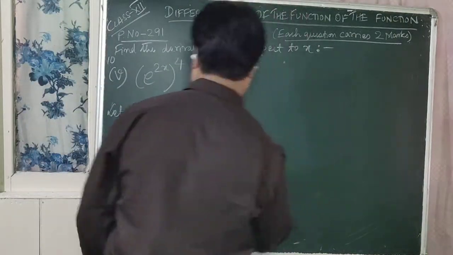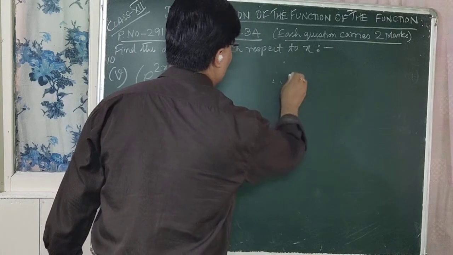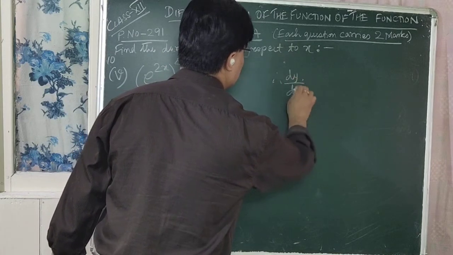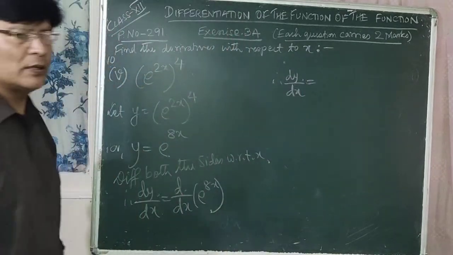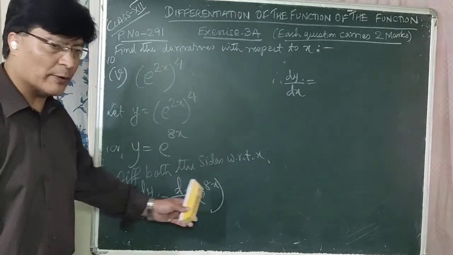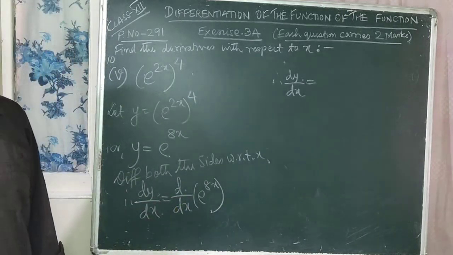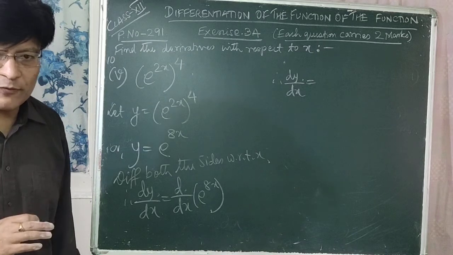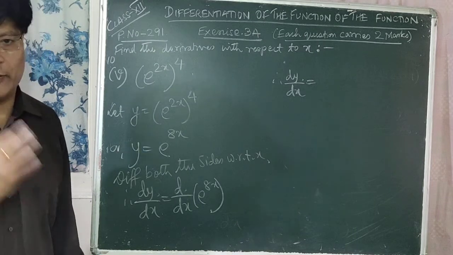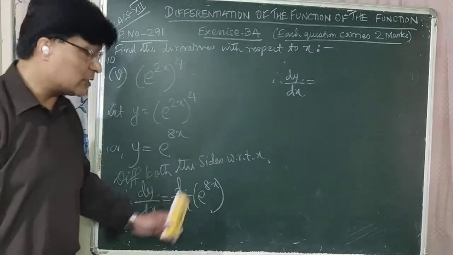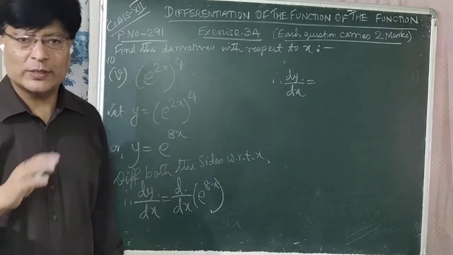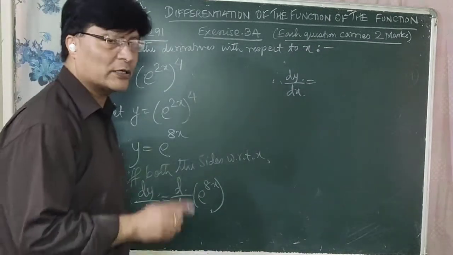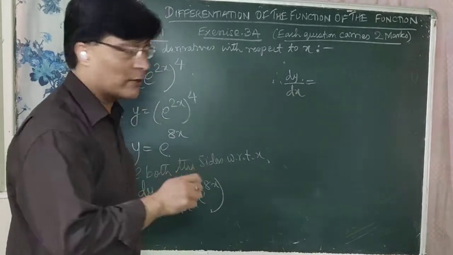So next, therefore dy by dx is equal to. How can you differentiate e to the power 8x with respect to x? What should you take it as? First of all, an exponential function is given. That means e to the power x, right? Which function is taken as x? 8x. So it is e to the power x. What is the differentiation of e to the power x? E to the power x, isn't it?